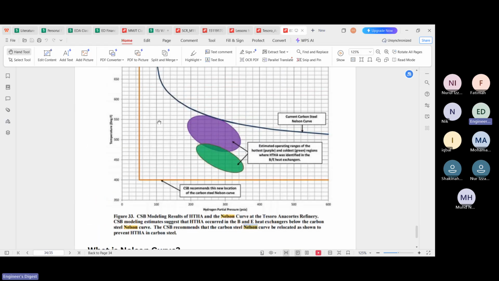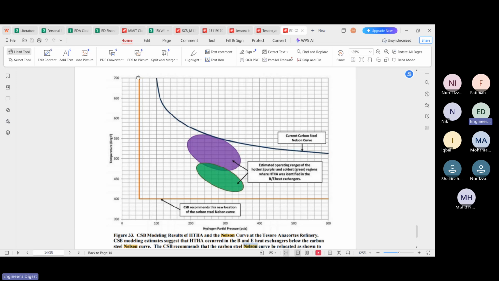So below here is safe. This is not safe. But for this particular case, for Tesoro, CSB recommends a new line here. Therefore, below the new line is safe. Above the new line is not safe. Okay. Any question?